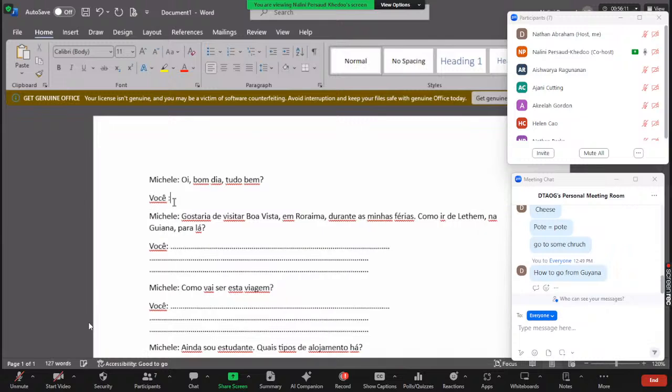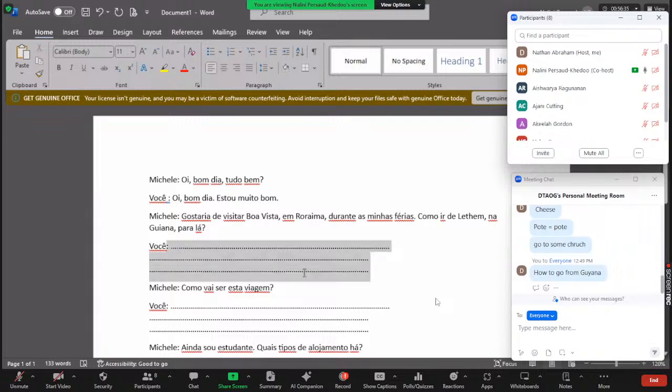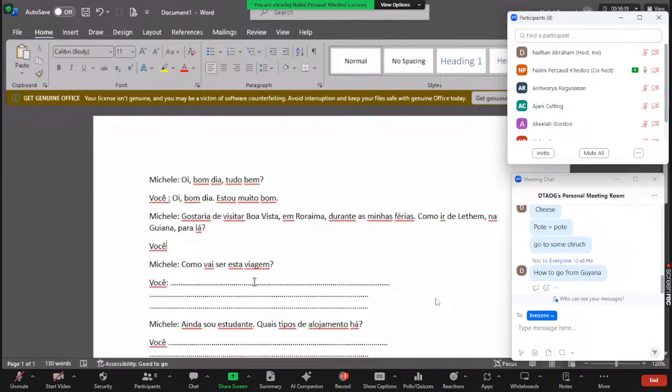So we were saying we can say oi. We can also say bom dia. Estou muito bom. I'm very good. Then Michelle says, gostaria de visitar Boa Vista em Roraima durante minhas férias. Como ir de Letem na Guiana para lá? How to go from Letem, Guyana, to there? So we're in Guyana, we have to go to Letem, and then we have to cross over to Boa Vista.